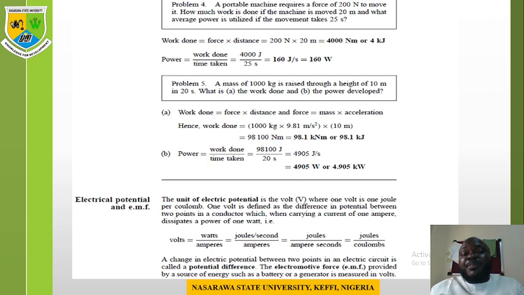This is a further calculation, but we know work is equal to force times distance. You multiply 200 by 20, that gives you 4,000 Newton meter, or if you convert it to kilojoules, you divide by 1,000, it makes it 4 kilojoules. But we know that power, which is the average power we are asked to calculate, is equal to work done over time taken. And 4,000 divided by 25 is equal to 160 joules per second, or 160 watts. Ladies and gentlemen, these examples are very straightforward.